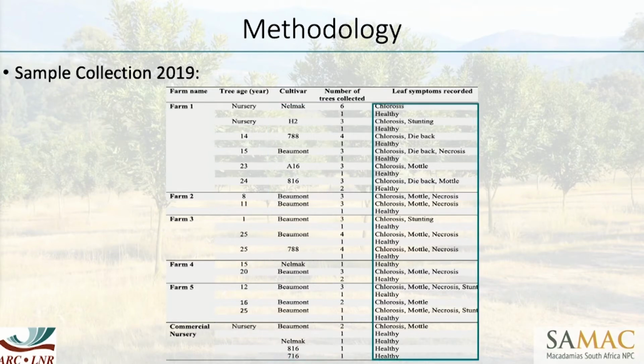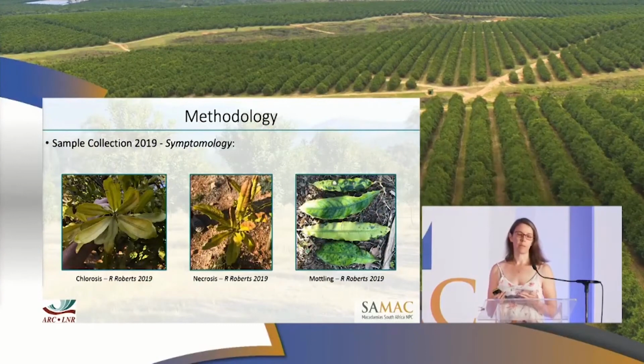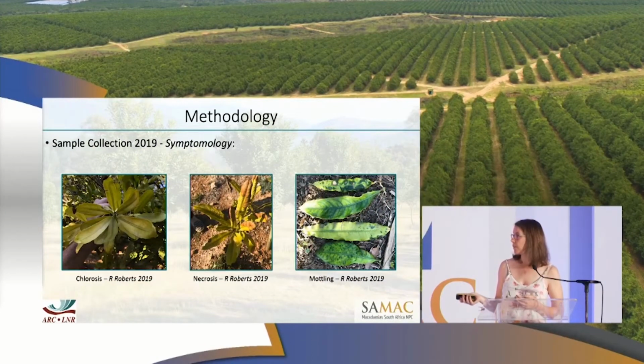And then we noted the different disease symptoms which we observed, mainly focusing on the chlorosis that we are observing. And we also included healthy trees so that we had something to compare our data with. We also noted trees that had some stunting, dieback and necrosis and mottle as well. And these are just some of the symptoms that we looked at. So obviously, the chlorosis is the main symptom that we looked for. We also noticed some necrosis and some mottling as well.